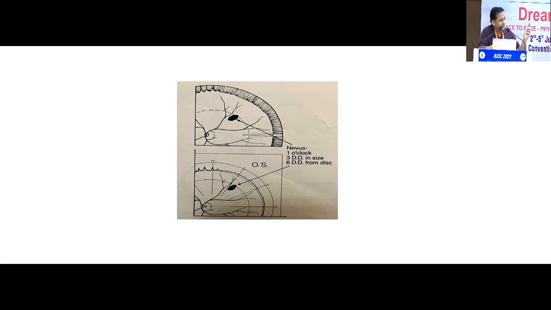Similarly, those lines in the Dubois chart give you clock hours, 1 to 12 clock hours, and you have to point the lesion to the precise location, right? And you see, if you are making a drawing here, you see you have made, there's a nevus here. So a good drawing will tell you that this nevus is at 1 o'clock position, right? And it is about 3 disc diameters in size, and it's 6 disc diameters away from the disc, right? So a good fundus drawing will be able to give you this information.